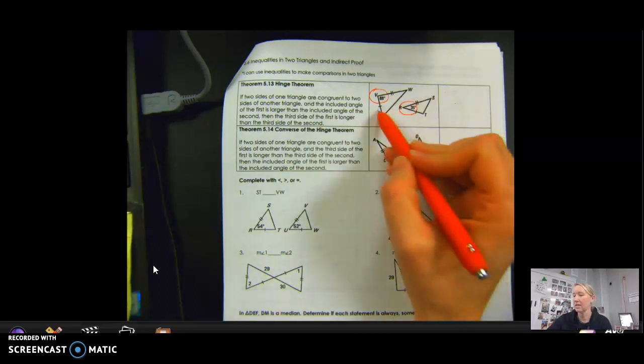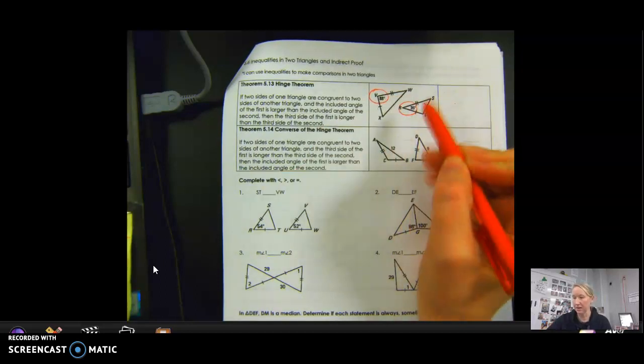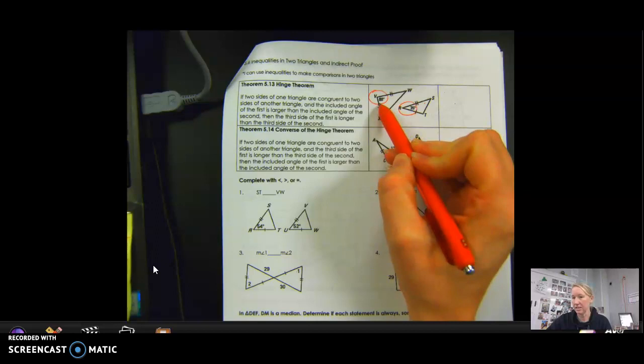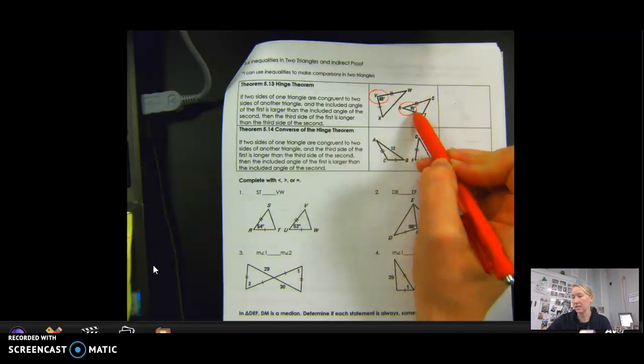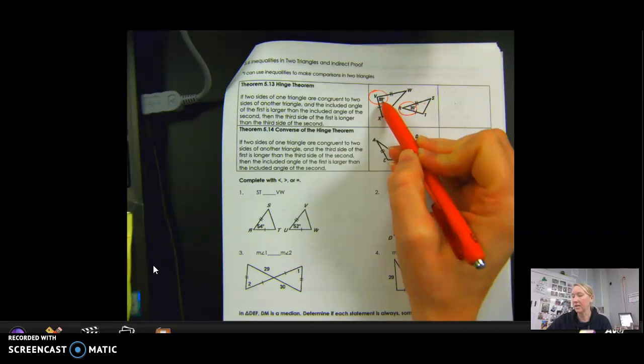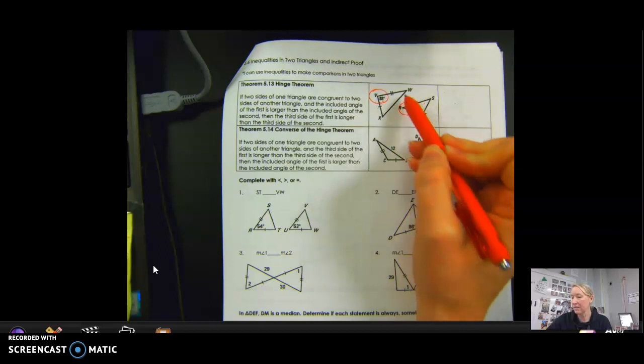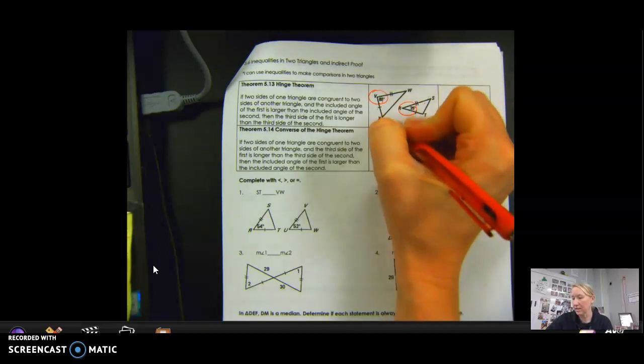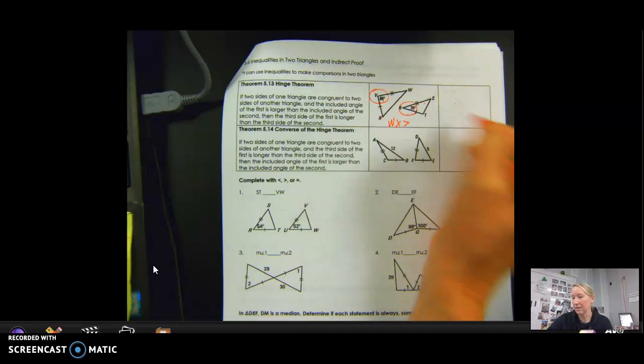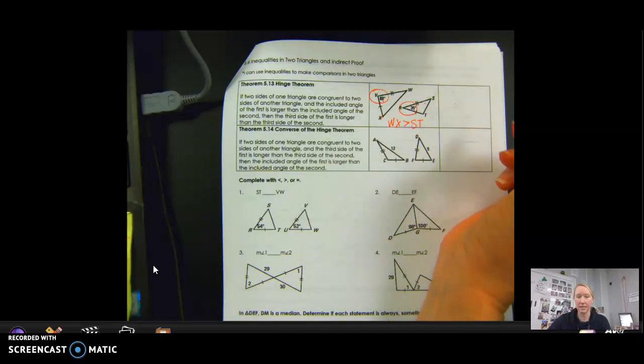So what this is saying: congruent, congruent, congruent, congruent, right? This is 88 degrees, the included angle. This is 35 degrees, the included angle. Since this angle is bigger than this angle, that means this side, WX, is going to be bigger than ST, the side it's across from. And that's all this theorem is stating.